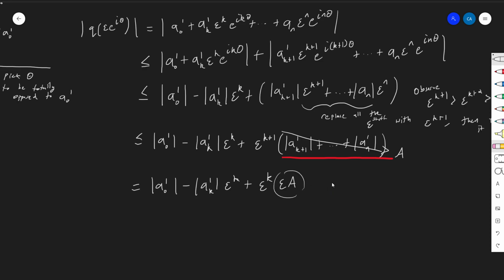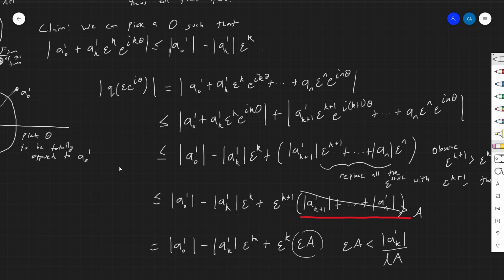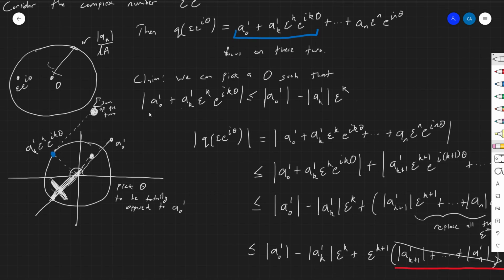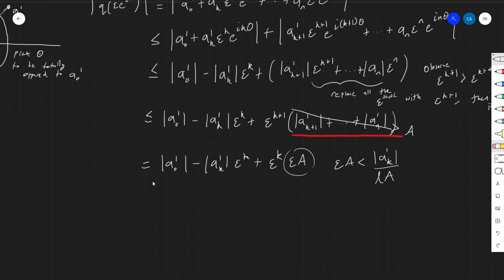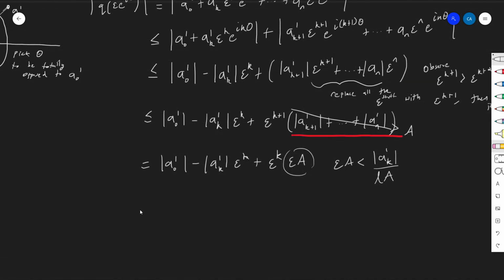Well, what's epsilon times A? I don't know what it is, but it's certainly less than what epsilon is less than. And epsilon is less than the magnitude of a sub k prime over A times L, right? Is that what I said? Yeah. So epsilon is less than that, so I'm going to go ahead and say less than. And so at that point, I have epsilon A. Oh, wait. There's an A here too, and then the A's will cancel. So that was the point of putting A in the denominator there.